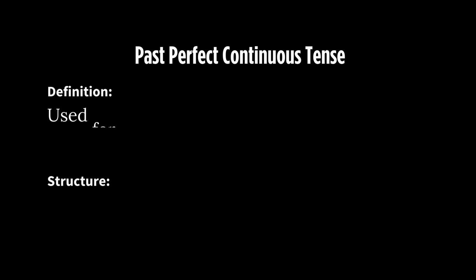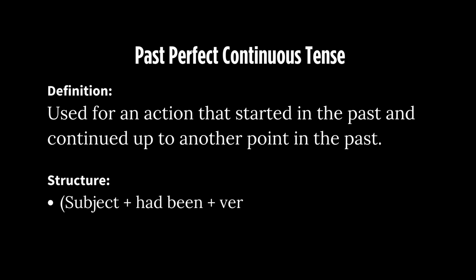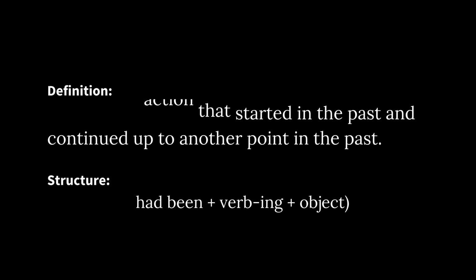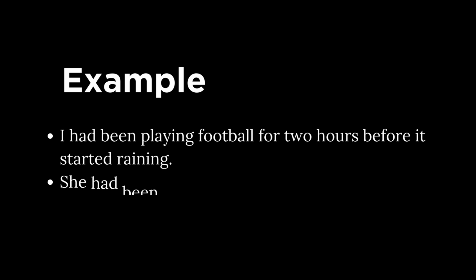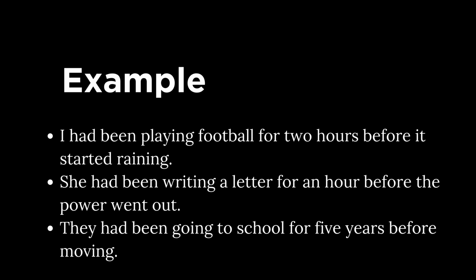Past perfect continuous tense, definition: used for an action that started in the past and continued up to another point in the past. Structure: subject plus had been plus verb-ing plus object. Examples: I had been playing football for 2 hours before it started raining. She had been writing a letter for an hour before the power went out. They had been going to school for 5 years before moving.